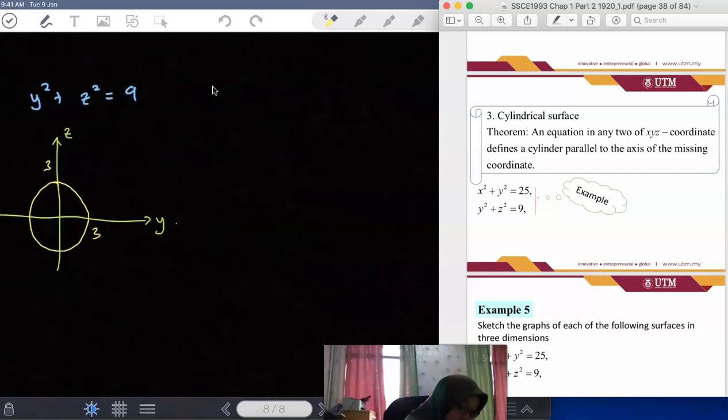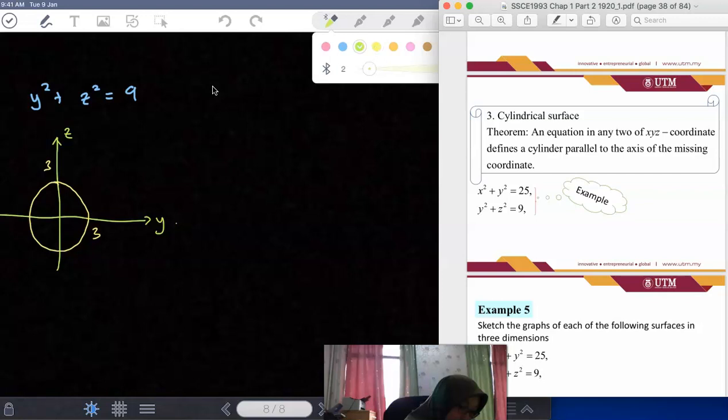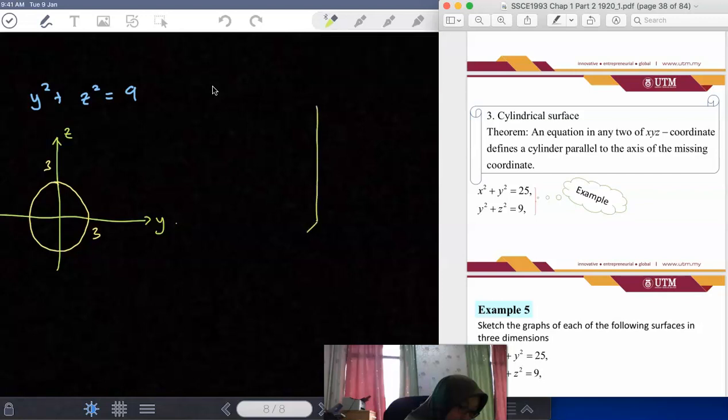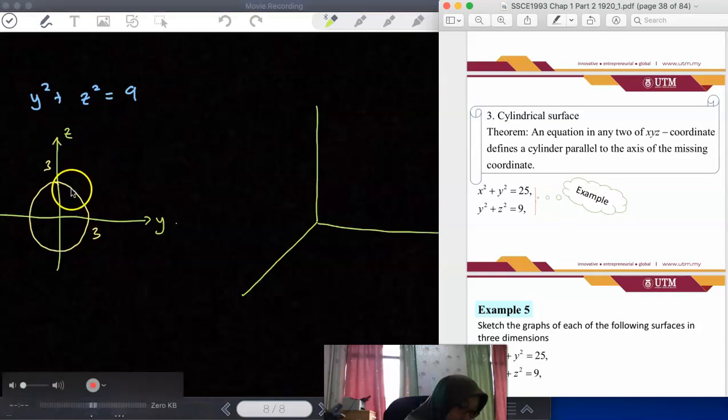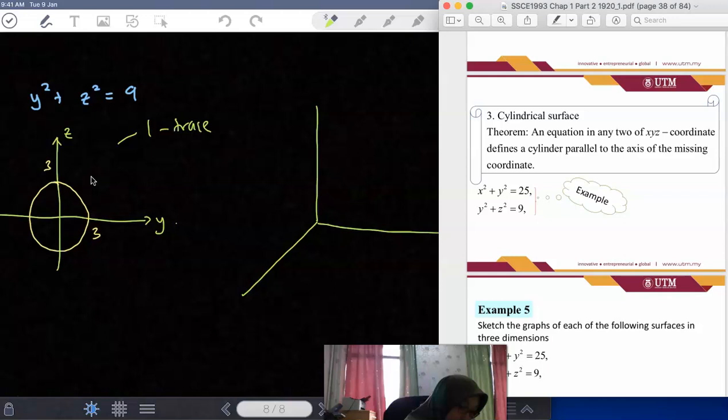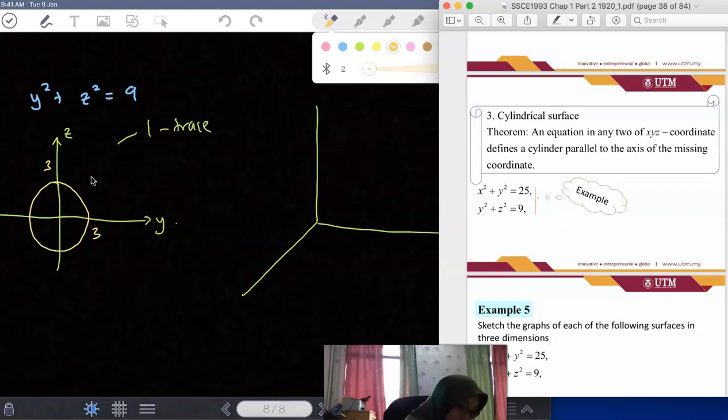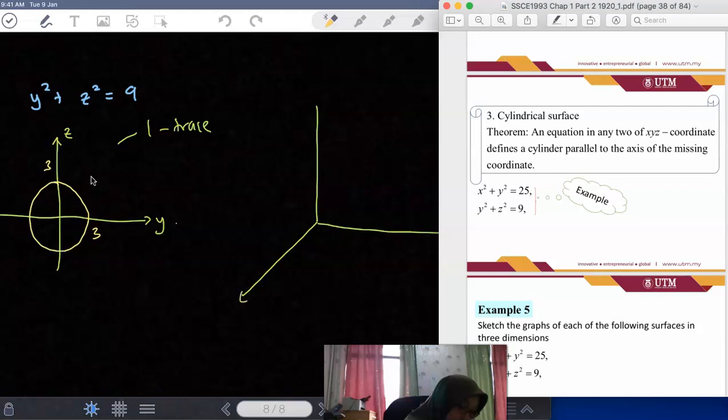Okay, so now in obtaining the graph in 3D, since we have only one trace, you need to provide the projection. So now you draw the circle. Let's see here, I want to have y and this one z. Okay, so this one is supposed to be x. Then you have a circle.